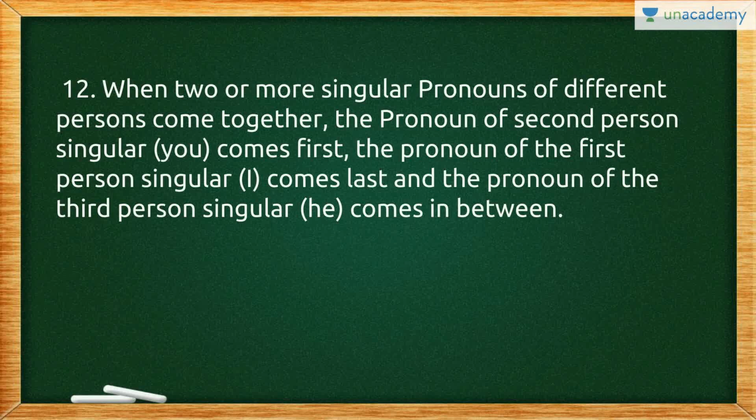The first rule states that when two or more singular pronouns of different persons come together, the pronoun of second person singular comes first, the pronoun of first person singular comes last, and the pronoun of third person singular comes in between. So that means if you, I, and he are taken together, second person will come first, first person would come last, and the third person comes in between. So you comes first, he comes in between, and I comes last.